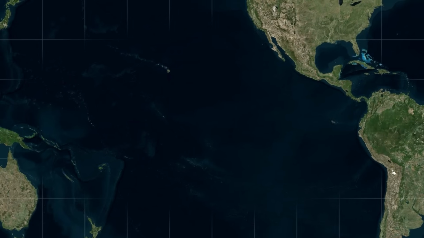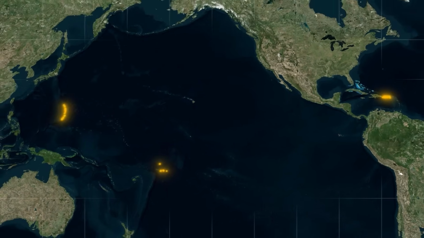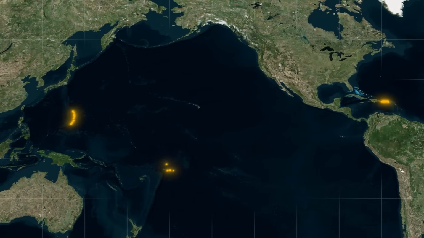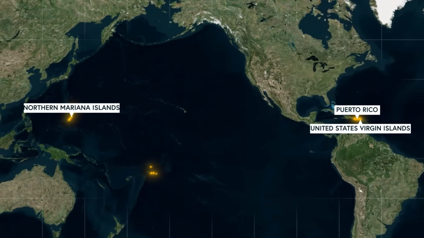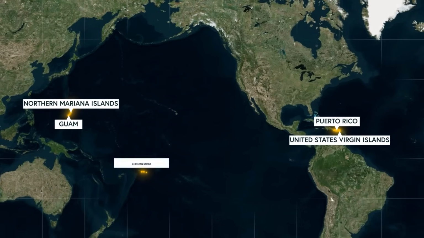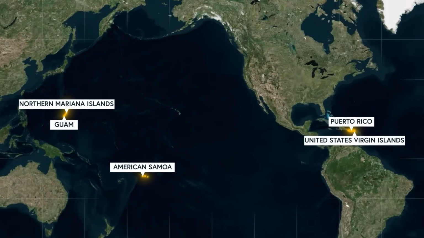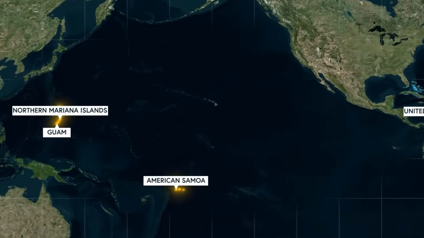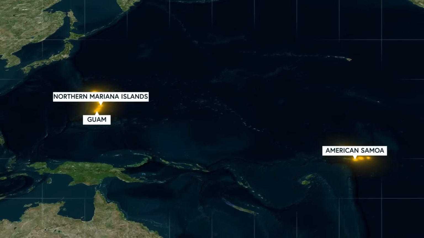Beyond these 9 relatively uninhabited territories, there are 5 territories that are home to many permanent residents who are U.S. citizens: Puerto Rico, the U.S. Virgin Islands, the Northern Mariana Islands, Guam, and American Samoa. Each of the American territories has a different level of autonomy, but all are ultimately subject to the United States government and U.S. federal law.